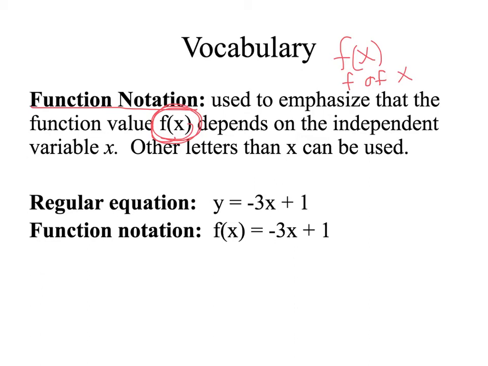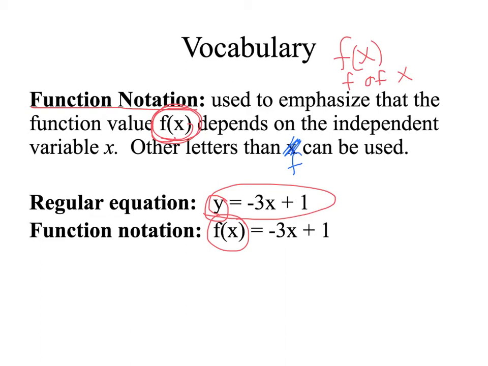Other letters other than f can be used. A lot of times they use f because it's function notation, but you can use g and you can use h. Those are the most common ones I've seen. So all they're taking here is, say you have a regular equation, y equals negative 3x plus 1. The y-axis is the dependent variable, and the x-axis is the independent variable. So all they're doing is taking the y and replacing it with f of x. Everything else stays exactly the same.